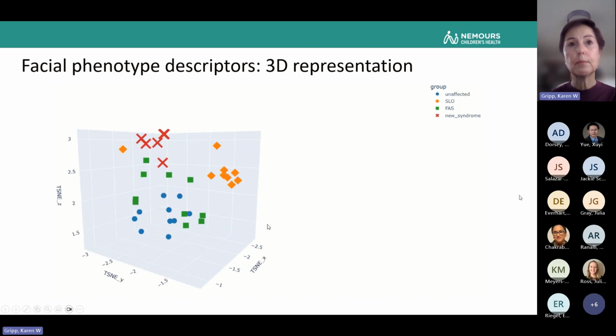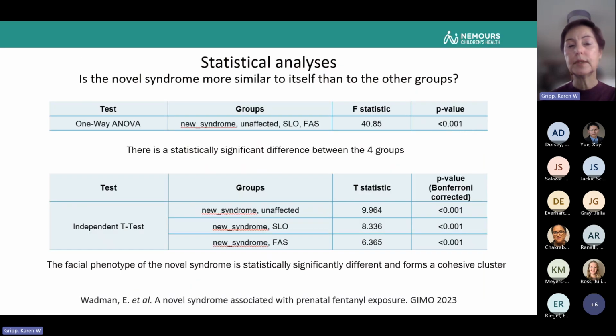So using this approach, we were able to perform statistical analysis, and we were able to show already with a small patient cohort that the facial features of our patients are more similar to each other than to these other control groups, and that indeed this facial phenotype suggests a novel syndrome that is statistically significantly different from the other groups that we compared the facial photographs to.